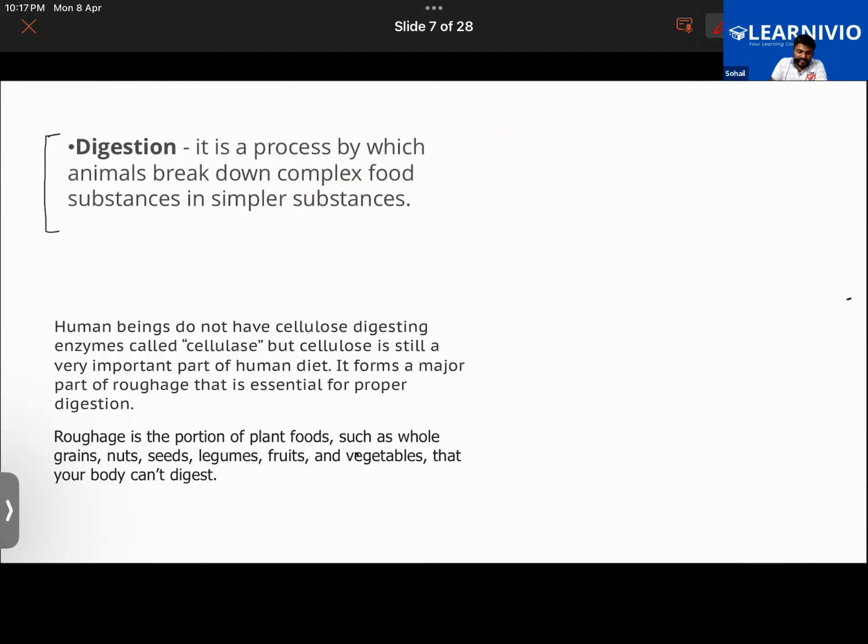You guys have to write the definition in your copy. Write the definition of digestion. Write this definition while also listening to what I'm saying.